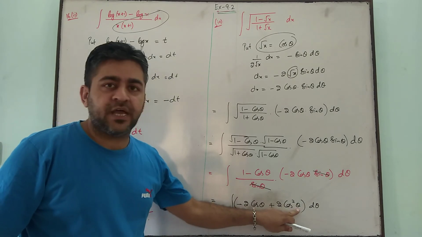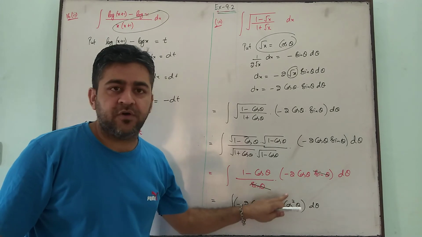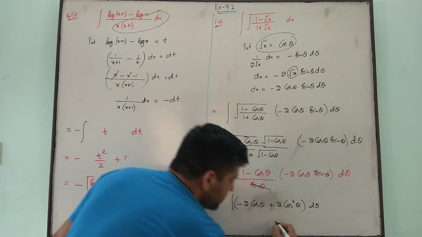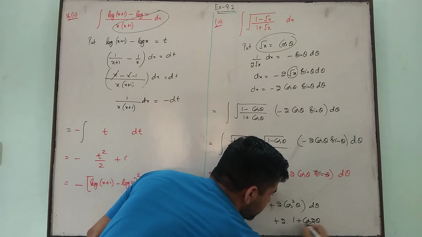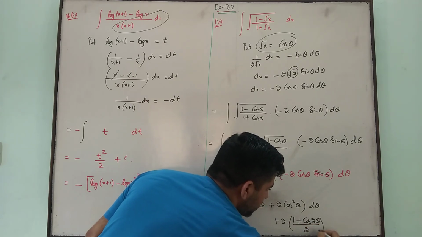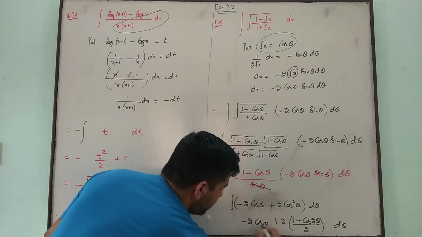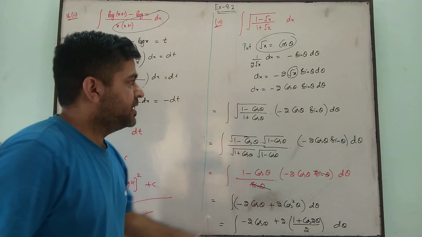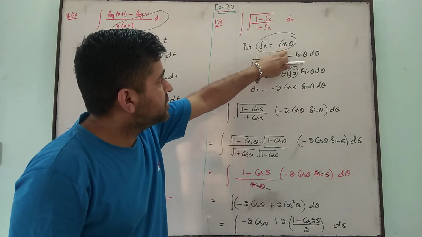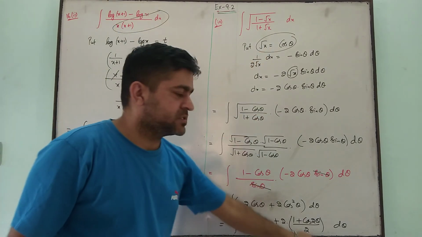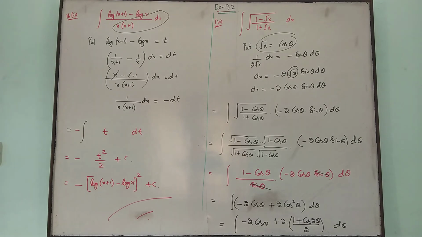For cos square theta we can use the formula by which we can remove its power, that is 1 plus cos 2 theta divided by 2, and then integrate it. Now you can integrate the function very easily, and after that substitute the value of cos theta or theta, whatever, that is root x. Substitute that value and get your answer. Just note it down.